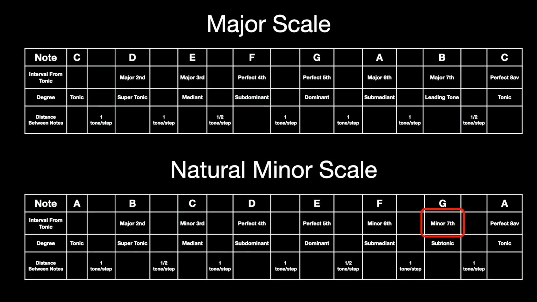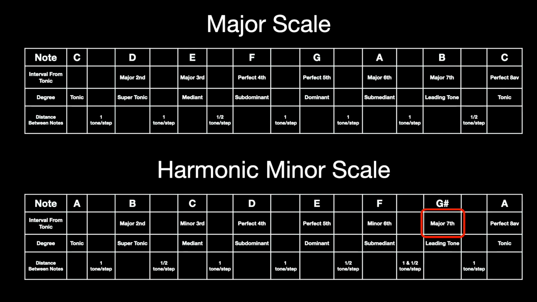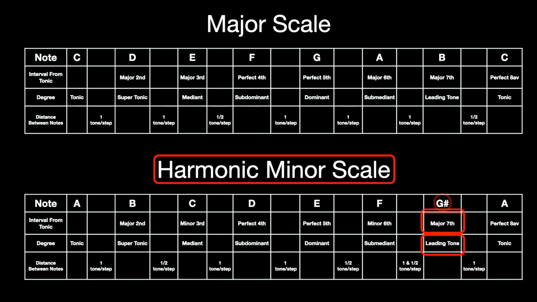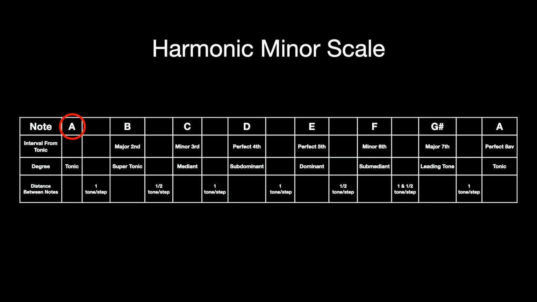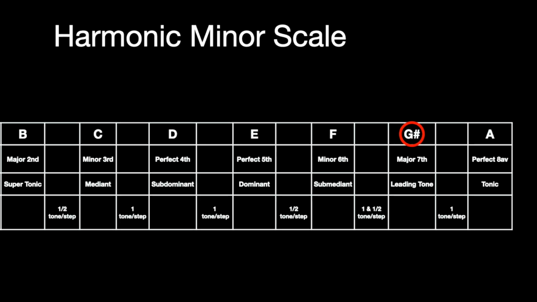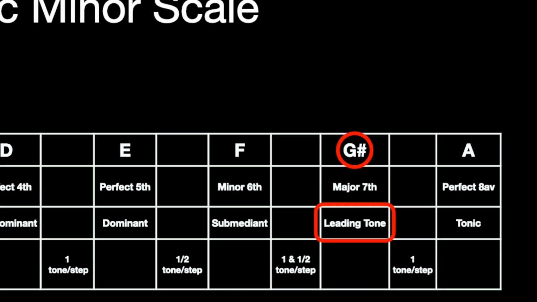Therefore, the 7th degree is changed from minor to major in the harmonic minor scale, providing it with a leading tone by adding a sharp symbol to the 7th degree, raising it a half step. This leads us to the structure of the A harmonic minor scale. Here is its chart. In this chart, the note G is raised with a sharp symbol, turning it into a leading tone.